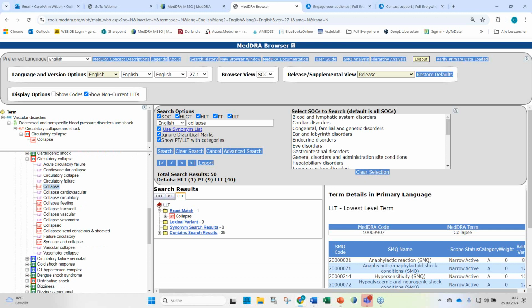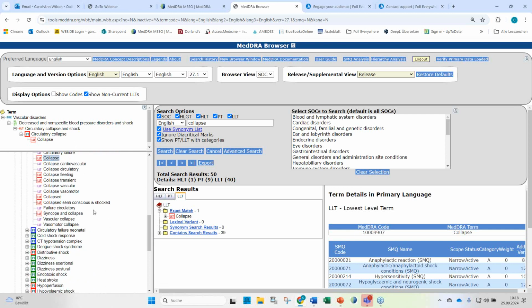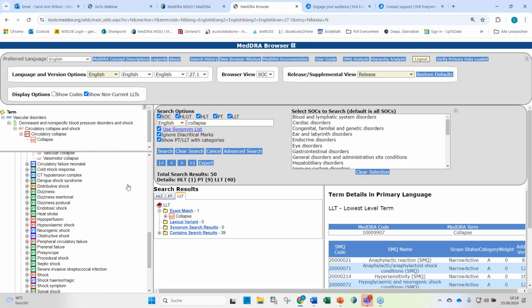Obviously, we cannot assign this LLT because it's non-current, so it's not an option. And the same holds true for circulatory collapse, because it's a very serious condition, and this is not reported in our verbatim. But the other option was hypotensive crisis. Let's see if it's listed here. Hypoperfusion, no. Let us look for hypotensive crisis.